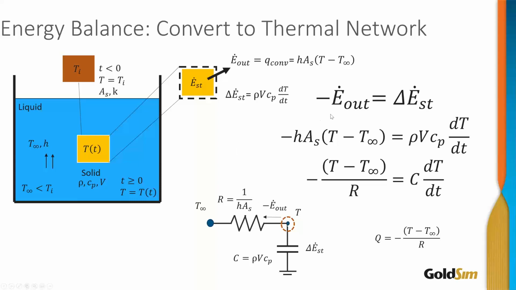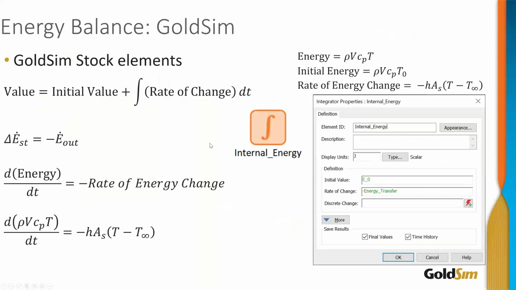So if we take our energy balance and convert it to this circuit, the energy term is negative because energy is leaving the body. So the temperature difference between the body and the environment, over the resistance, is the rate at which energy is leaving the system, and that is equal to the thermal mass of the body times the change in temperature over time. So this is how we model it using an effective thermal network.